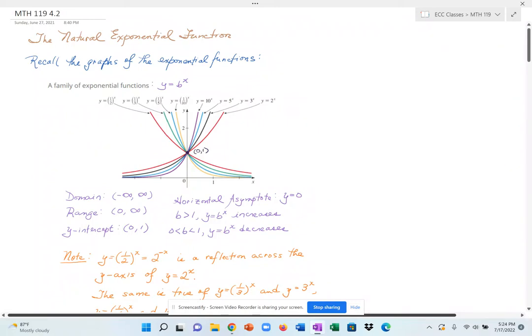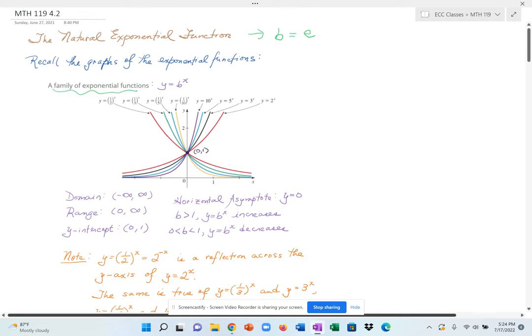Hi, this lesson is about the natural exponential function. With the natural exponential function, the base of an exponential function is going to be Euler's number, e. So before we talk about that, let's review what exponential functions look like. This is the family of exponential functions.